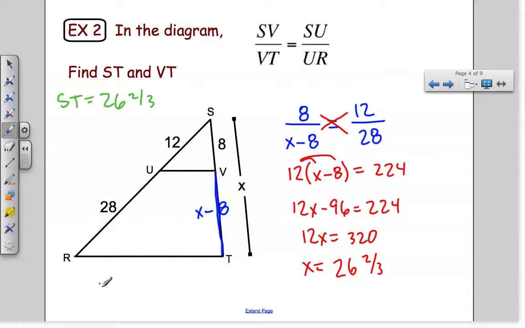To find VT, I need to take that whole x, which was 26 and 2/3, subtract 8, and I'm going to get, for VT, 18 and 2/3. 18 and 2/3 adds with the 8 to get my 26 and 2/3, so we're good to go. So setting up a proportion, solving for an unknown there.